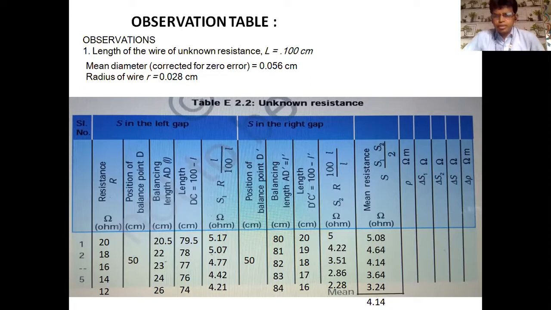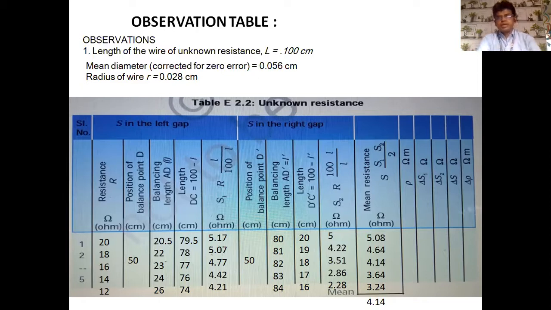Now the next column, mean resistance S. So very easy: S1 plus S2 by 2 means 5.17 plus 5 by 2. So we get the answer 5.08. Then you calculate the remaining readings.